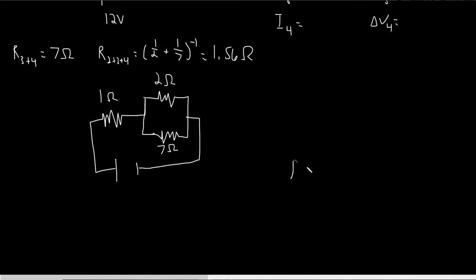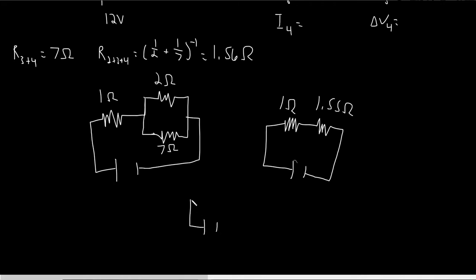Now I can rewrite this part where I've combined these two. So now I've got voltage source, resistor 1, resistor 2 through 4. This one's still a 1 ohm resistor, and now this one is a 1.55 ohm resistor. These two are in series, so I can rewrite these just by adding the two resistors together, just like we did here.